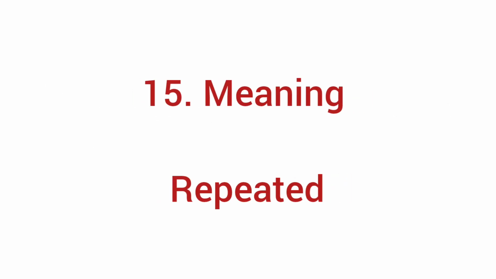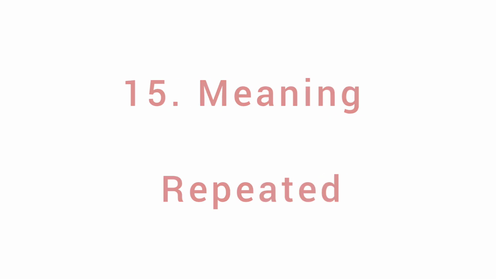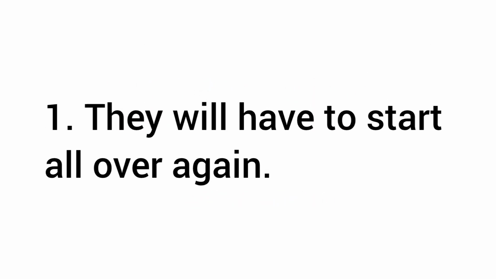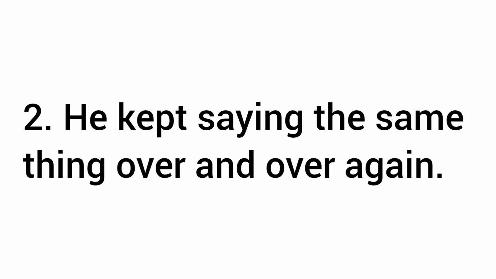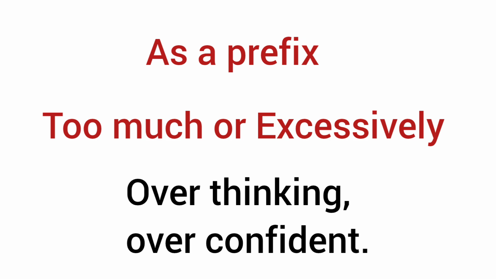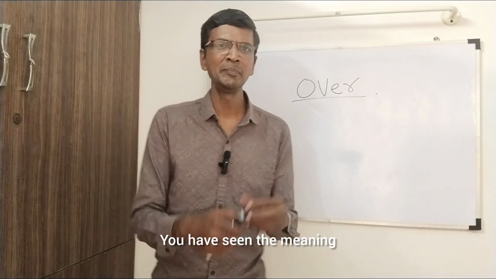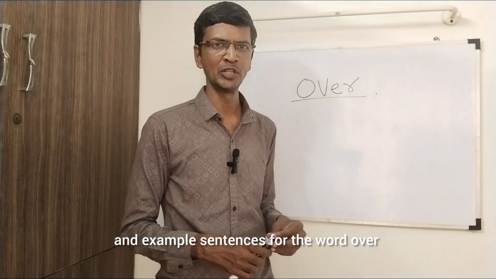Fifteenth meaning, repeated. Based on this meaning, I will give you two example sentences. First, they will have to start all over again. It means they will have to redo everything. Second, he kept saying the same thing over and over again. We can use this word as a prefix in the meaning of too much or excessively. For example, overthinking, overconfident. You have seen the meaning and example sentences for the word over.